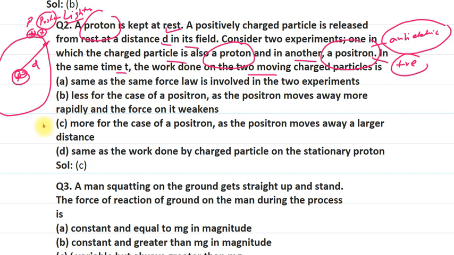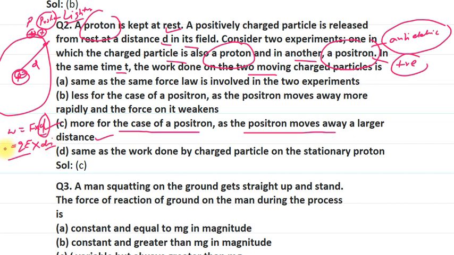So the correct answer is work is more for the case of the positron, as the positron moves away a larger distance, because basically, as we know, work is equal to force into displacement. So both of the particles have the same charge, and the force involved on the particle is basically the electrical force, and the expression for electrical force is F = qE. q is the charge of the particle, E is the electric field created by the proton which is at rest. So here what is d? d is the displacement. As the positron is a lighter particle, its displacement in time t is more in comparison to the proton. So the positron will cover more displacement.